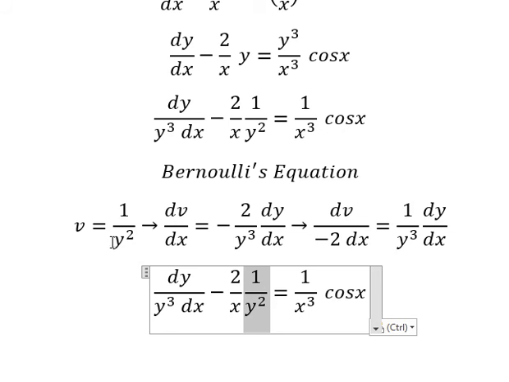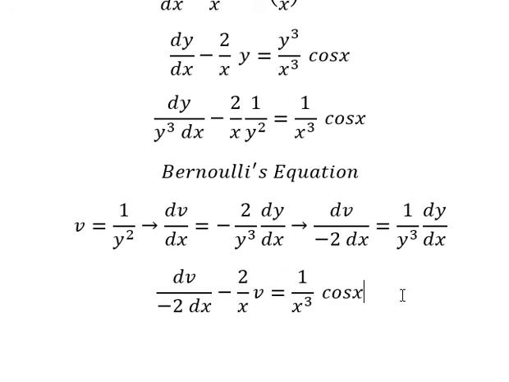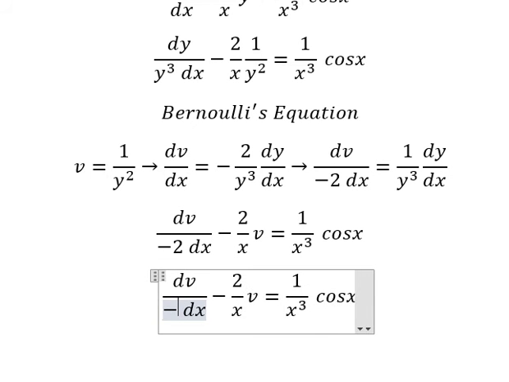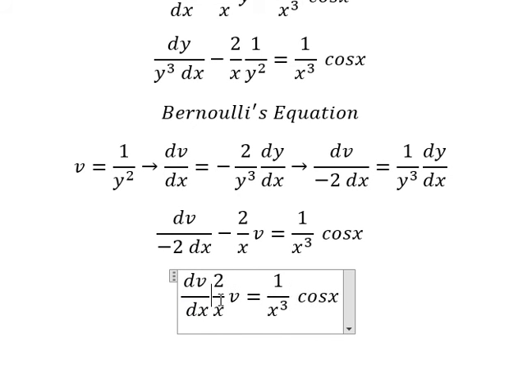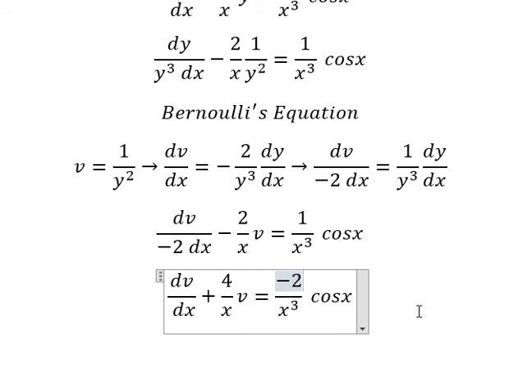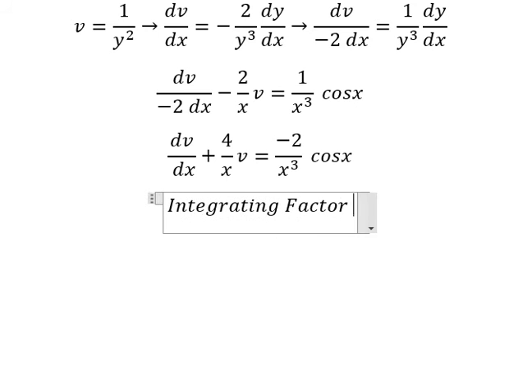So this one we change by v, this one we change by this one. Next, we multiply both sides by negative 2. Next, we have v and the first derivative of v, so we can use an integrating factor.